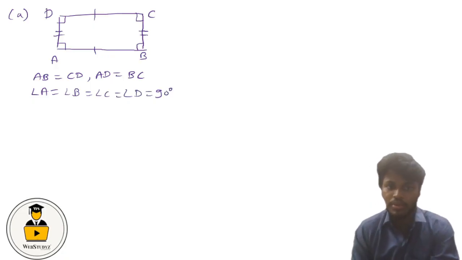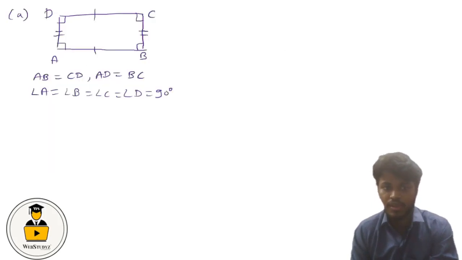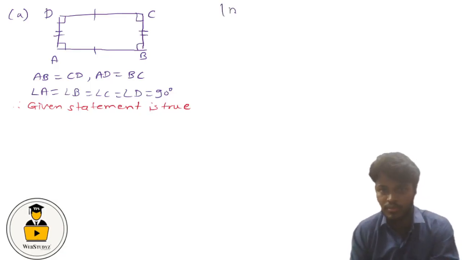So these are the properties of a rectangle, and the given statement is each angle of a rectangle is a right angle. So therefore we can say that the given statement is true. So we can write here, therefore the given statement is true. Now let us consider the second question.